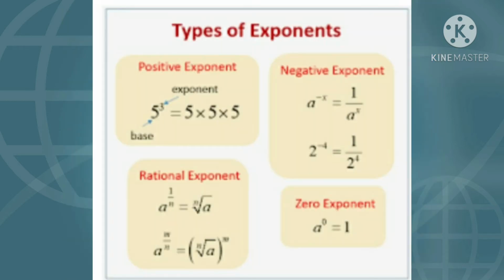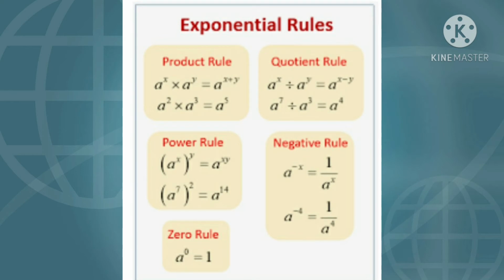Now let us see the various types of exponents. Positive exponents have a positive power. Negative exponents have a negative power. Rational exponents have the power in fractions, and zero exponents have a power of 0. Now this slide shows the basic rules which are used while operating exponents.